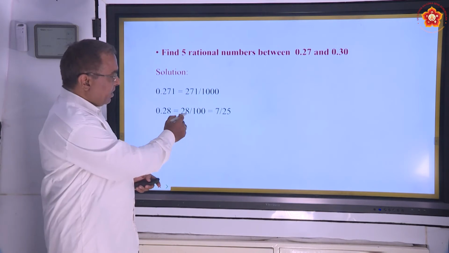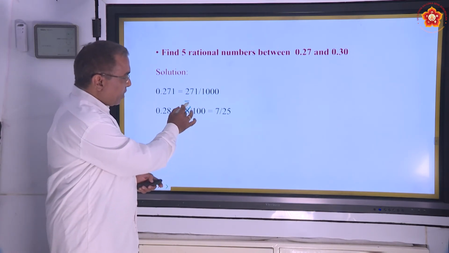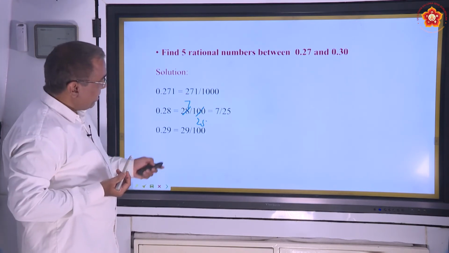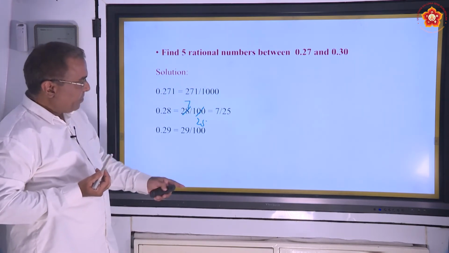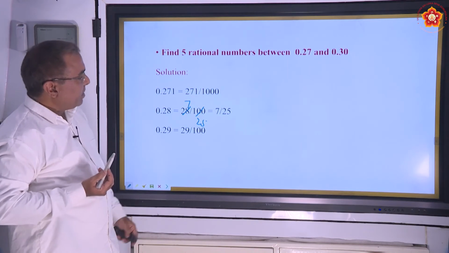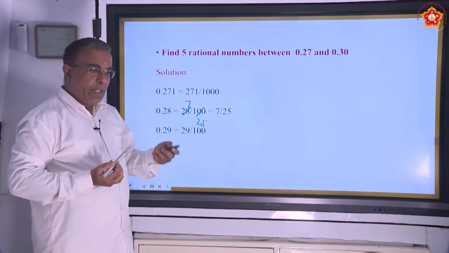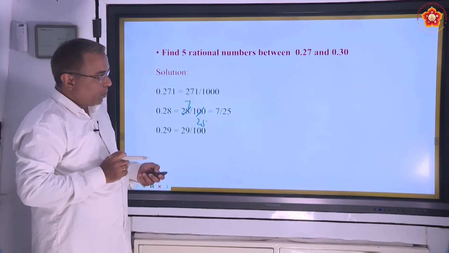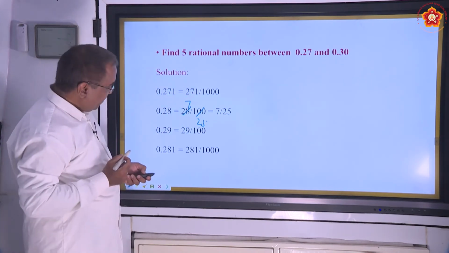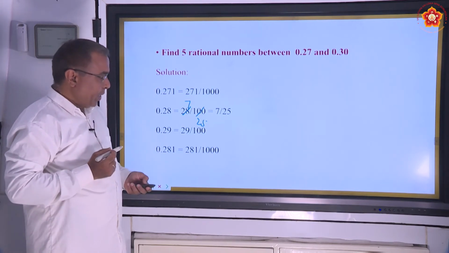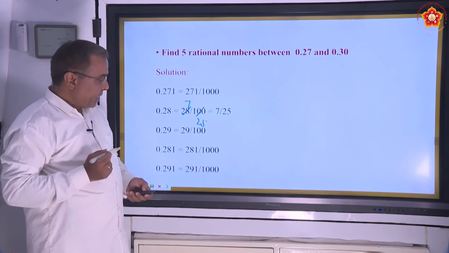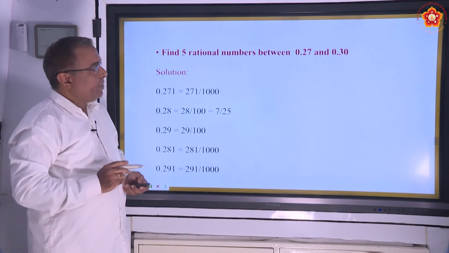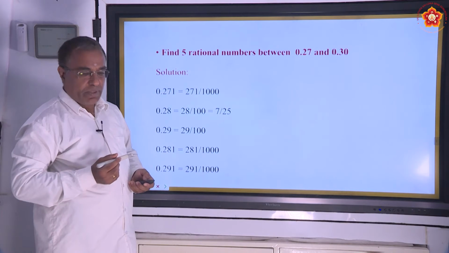On further simplifying, both are divisible by 4. So 7 4s are 28, 25 4s are 100, that is how I am getting 7 by 25. Similarly 0.29 also lies between them. So we can write it as 29 by 100. They have asked us 5 rational numbers. So pick up randomly some numbers, but the only condition is they should lie between 0.27 and 0.30. You have infinite choices in fact. 0.281 I can write as 281 by 1000, 0.291 as 291 by 1000. So these are the 5 different rational numbers between the given set of numbers.